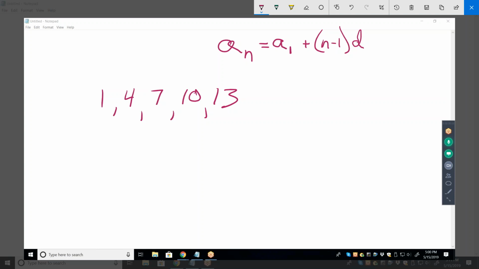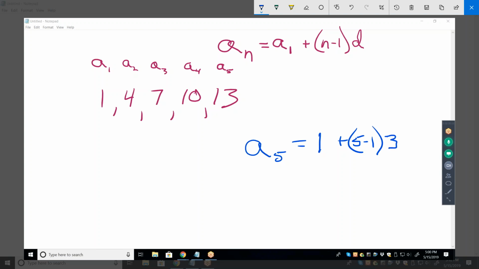So, let's check and see if this works. First of all, this is a sub 1, this is a sub 2, this is a sub 3, that's a sub 4, and that's a sub 5. So down here on the right, let's just make sure our formula works for a sub 5. So tell me what to fill in. What's a sub 1? 1. Plus, what's n? 5. Minus 1 times 3.